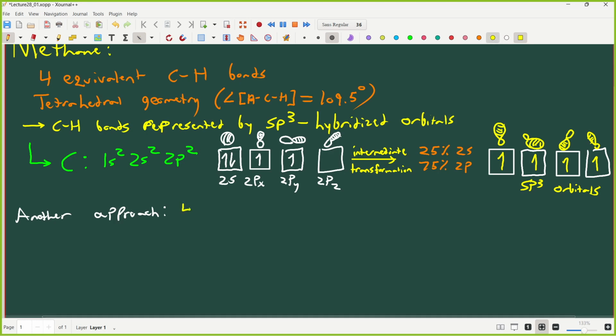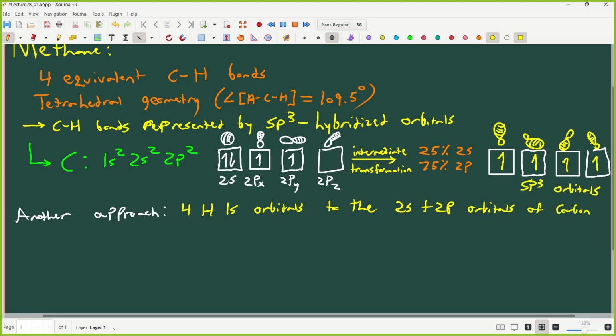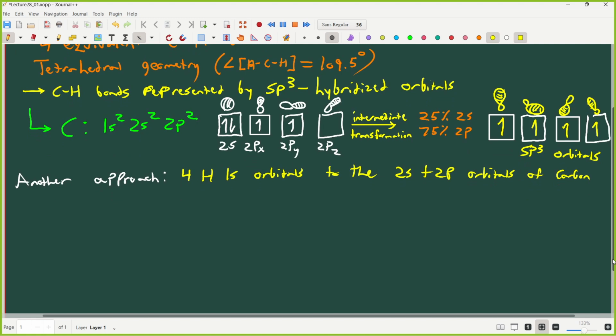We're going to add 4 hydrogen 1s orbitals to the 2s and 2p orbitals of carbon. All right? And we'll see very naturally where the sp3, the tetrahedral symmetry, comes from when we do it this way. So what I'm going to show you is this. We know we want to put 4 hydrogen atoms in tetrahedral symmetry. We know that they're tetrahedral. So what I'm going to do is build a cube.